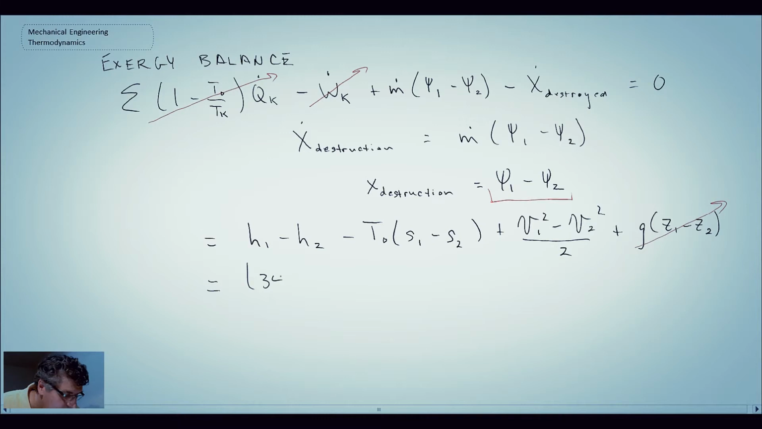And remember, you have to be careful with these. Whenever you're mixing enthalpy, entropy, and velocity, we need to account for the fact that velocity is in joules, whereas entropy and enthalpy will be in kilojoules. And so in order to correct for that, what I do is I multiply by 1,000.